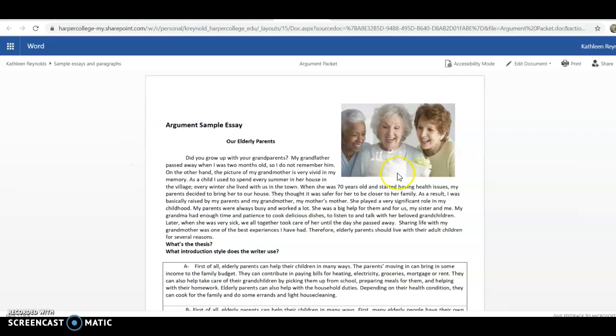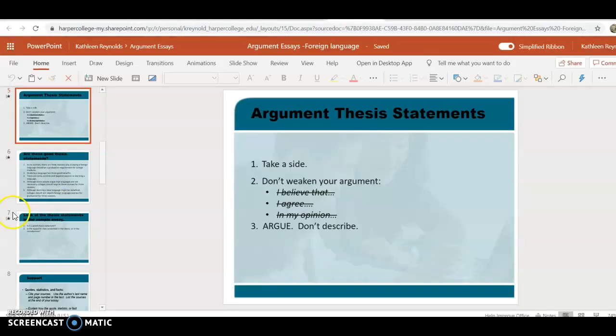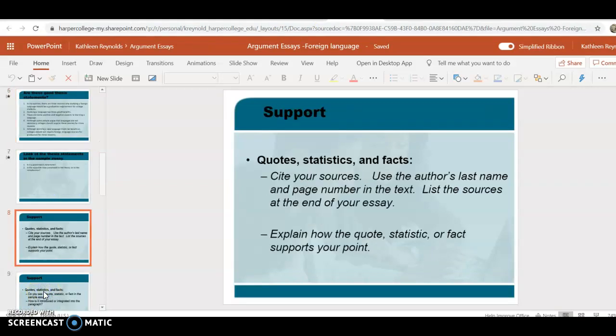You can also see that in the introduction, you can use the same types of introduction styles that we used in a cause-effect essay. So you could use a question or an anecdote. Those are good ways to introduce your essay. So let's continue looking at some of the other points that we're going to address now, which are about support in an argument essay.